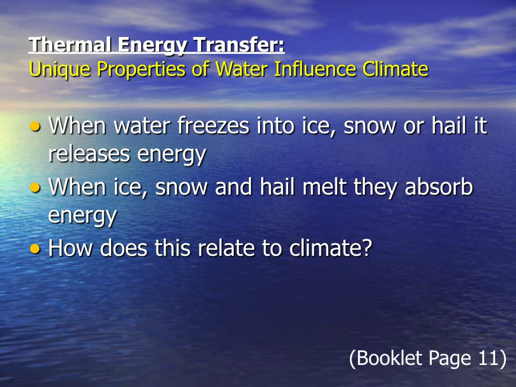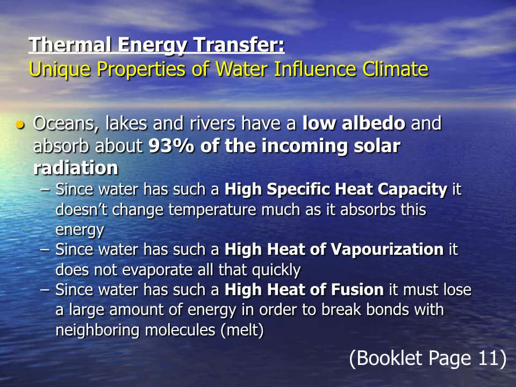How does this relate to climate? Oh, I'm going to tell you. Don't worry, pals. So we're talking about energy here, right? A huge amount of energy because there's a huge amount of water on the earth. Okay. So oceans, lakes, and rivers have a low albedo and absorb about 93% of the incoming solar radiation. Again, albedo is that ability to reflect things. And what we're saying here is that water doesn't reflect very much of the solar radiation coming in.